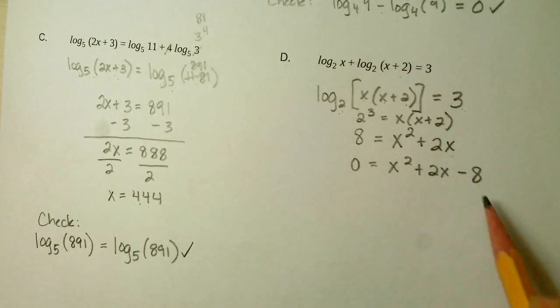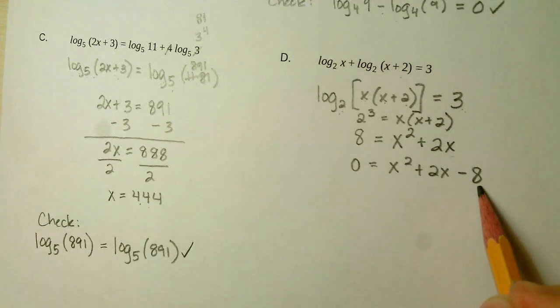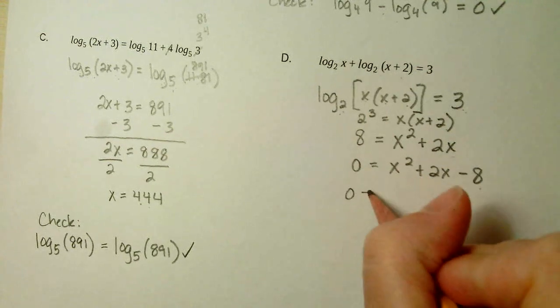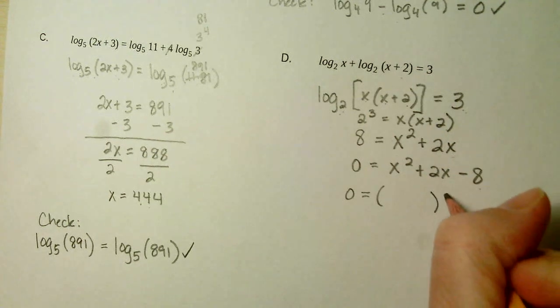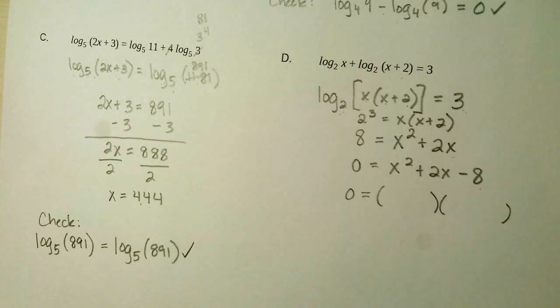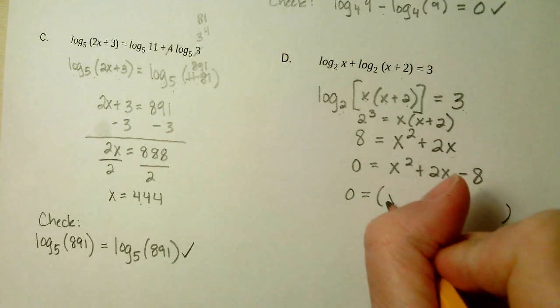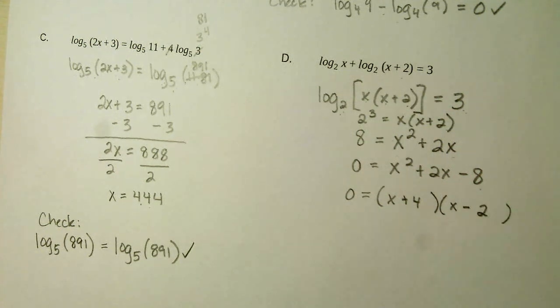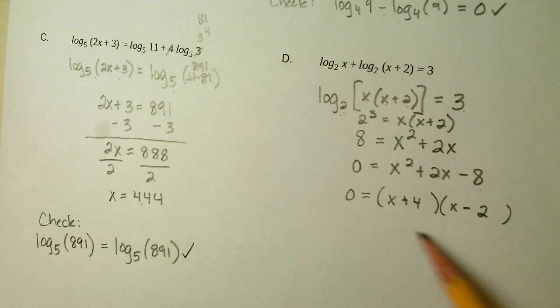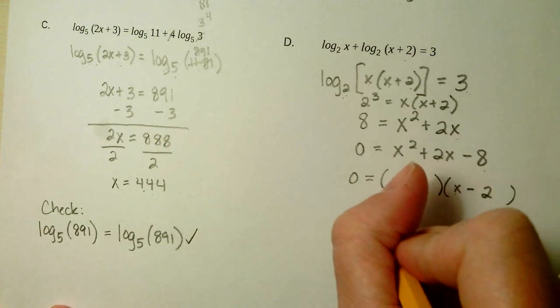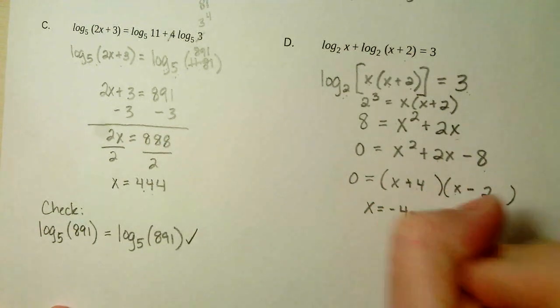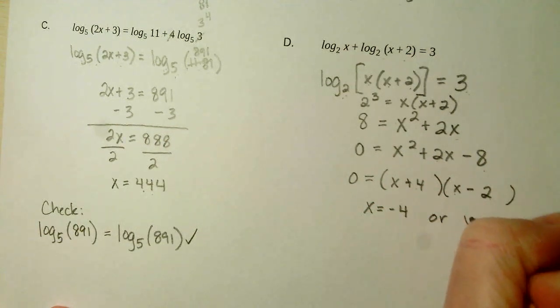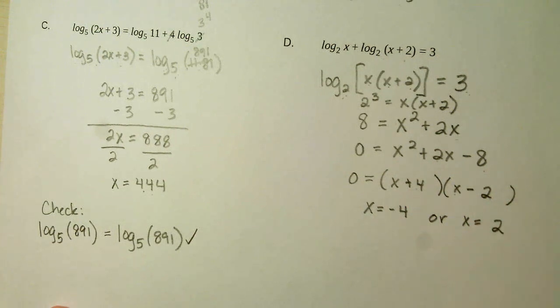Now I need to think of two numbers that multiply to -8 and add to 2. I'll give you a second to think about that as I write. I get my two factors as x plus 4 and x minus 2. Real quick, 4 times -2 is going to give me -8, and -2x plus 4x gives me the 2x. So my solutions here are x equals -4 or x equals 2.